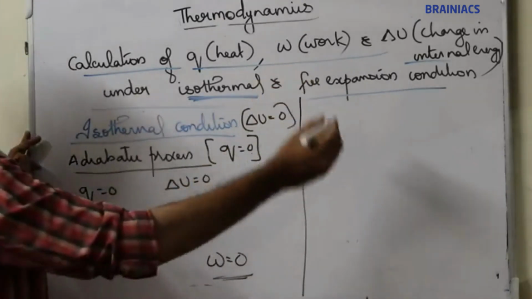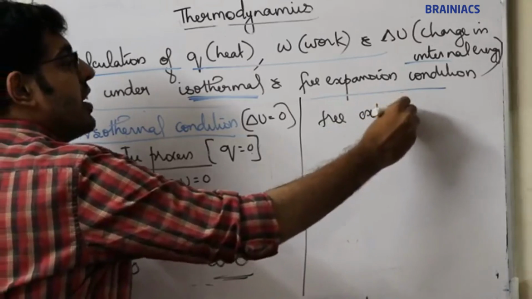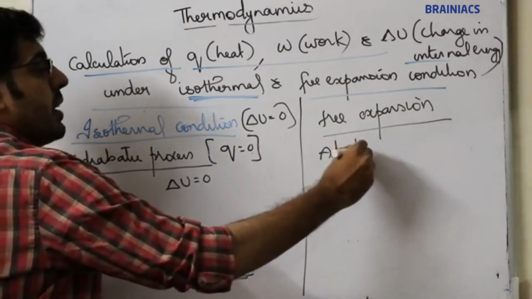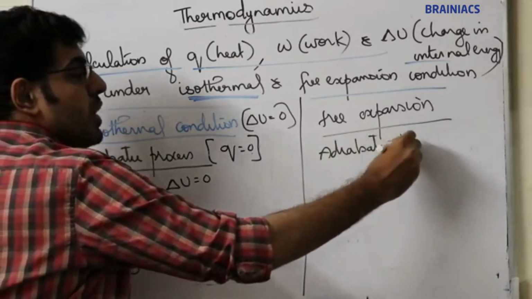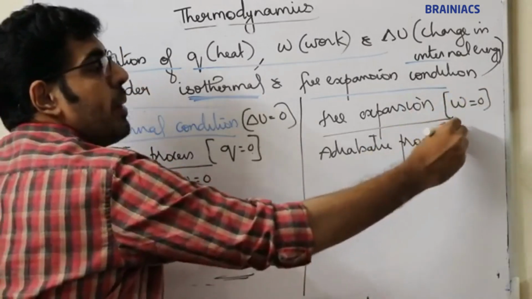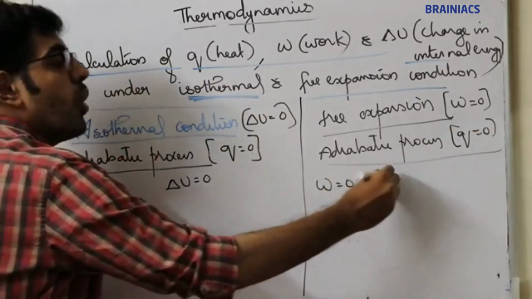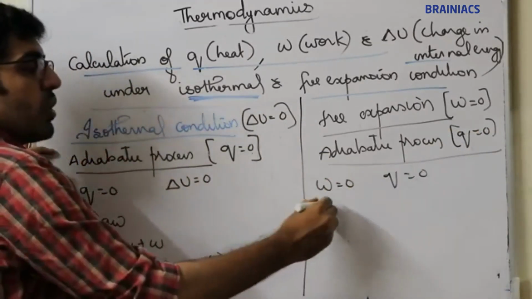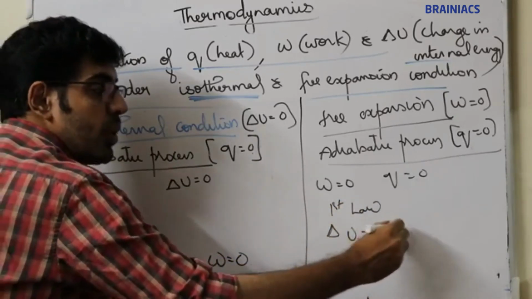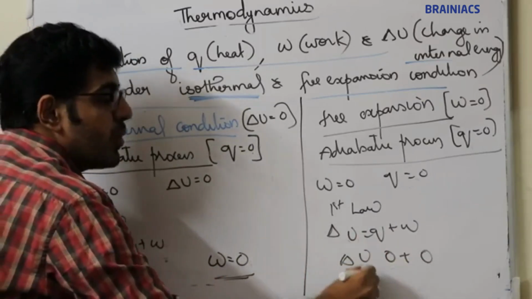Now, free expansion condition for adiabatic process. We know that free expansion means W is equal to 0. Adiabatic process, Q is equal to 0. So here W is equal to 0, Q is equal to 0. So according to first law, delta U is equal to Q plus W. Here Q is equal to 0, W is equal to 0. So delta U will be equal to 0.